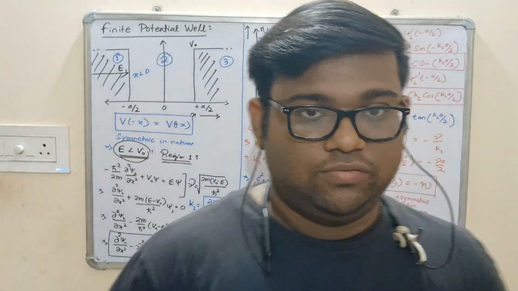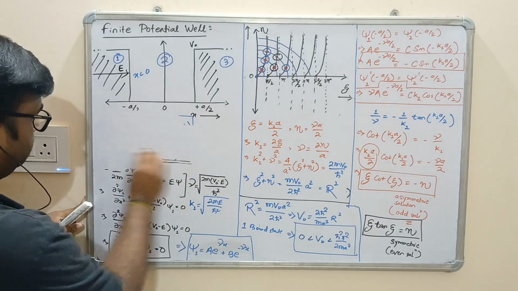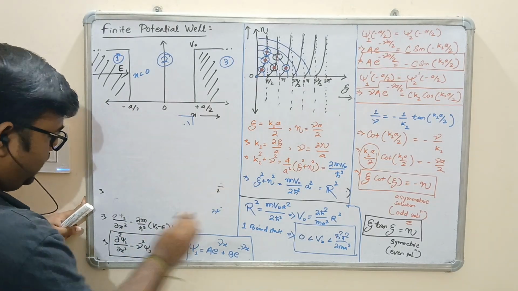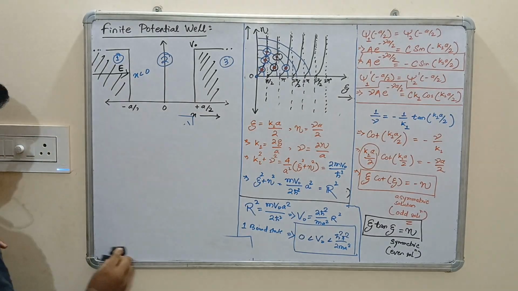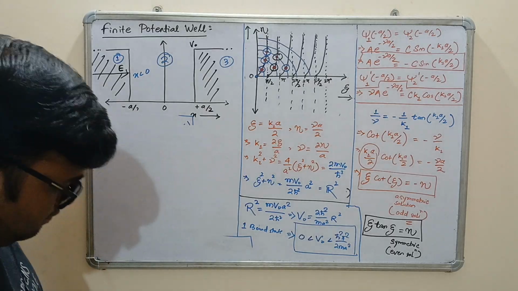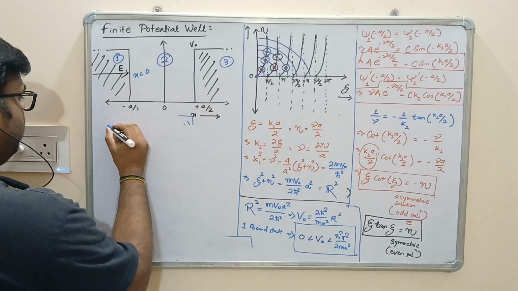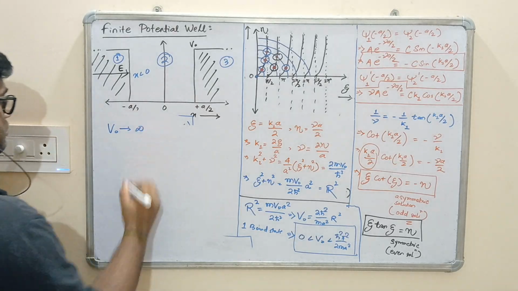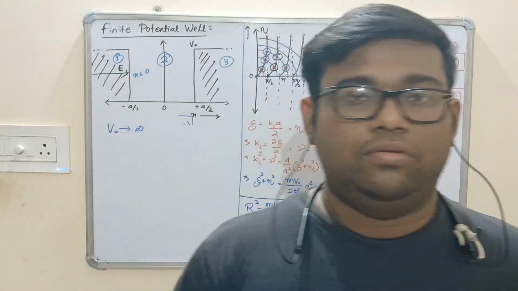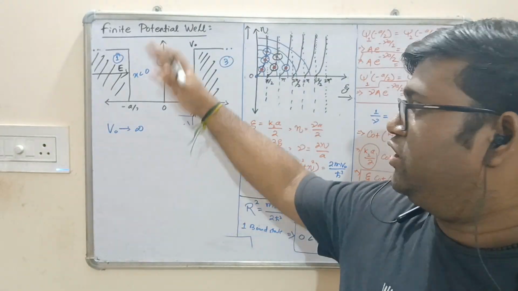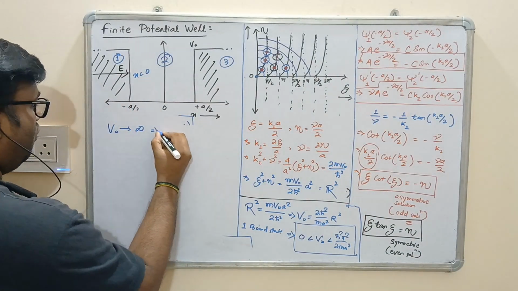Now there is one case which I want to explain. Look, this is a very important case. It is not important for the derivation, but it's important to understand how we approach a question. Look, in the case where V naught tends to infinity, this exact problem becomes what? The infinite potential well. Now when we use V naught tends to infinity, what do we do basically?